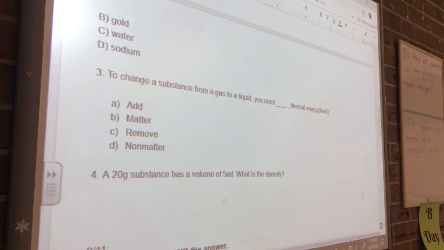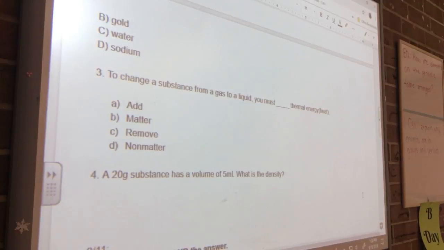Somebody tell me, just don't even raise your hand, just tell me the formula for density. D equals mass divided by volume, or over volume. Yes. Our mass is 20. Our volume is 5. I don't even need a calculator. I know what 20 divided by 5 is. It is 4.